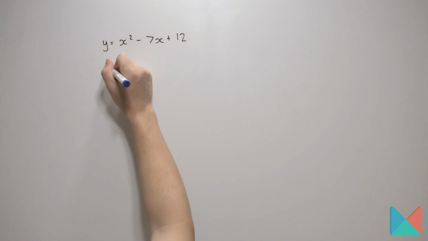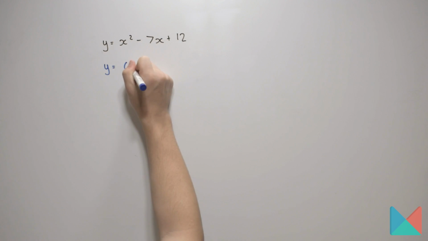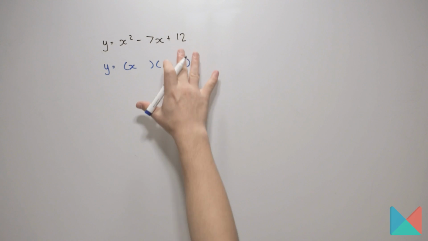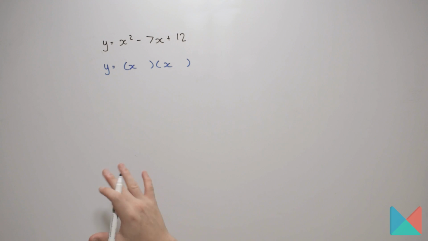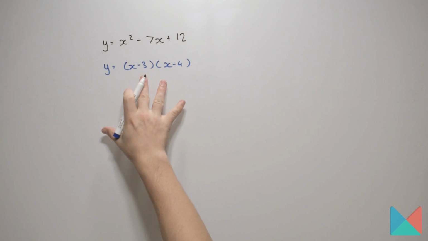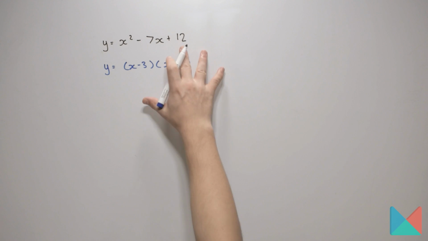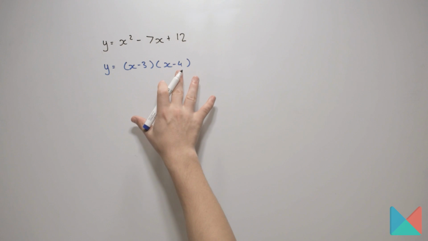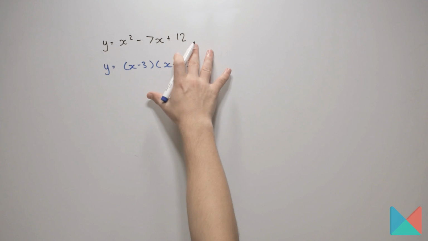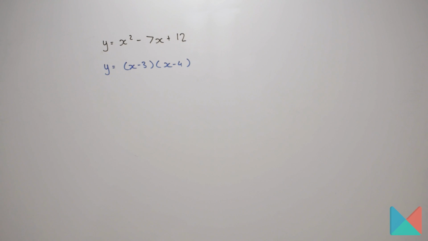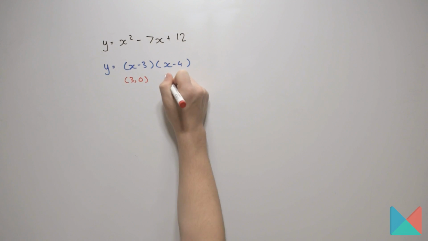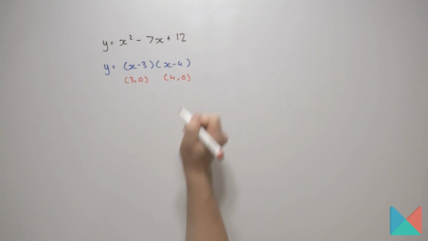So let's do that. We write the following template, y equals, and then we're going to write x and leave some space and another x. And we need to find factors of 12 that make -7. And so in this case, -3 and -4 will work, as -3 multiplied by -4 make +12, and -3 plus -4 make -7. And so we have successfully converted from the general to the intercept form. And now the x-intercepts are quite trivial, where we'll have one at 3, 0 and the other at 4, 0.